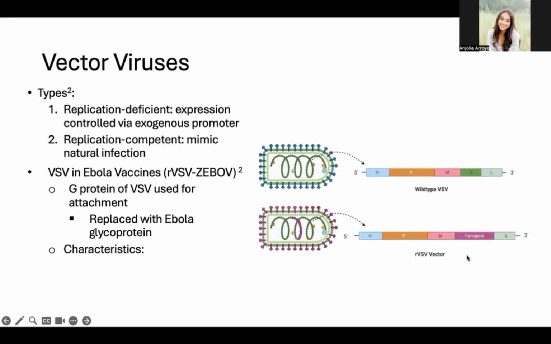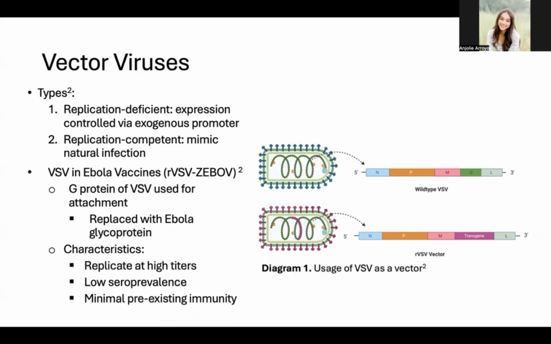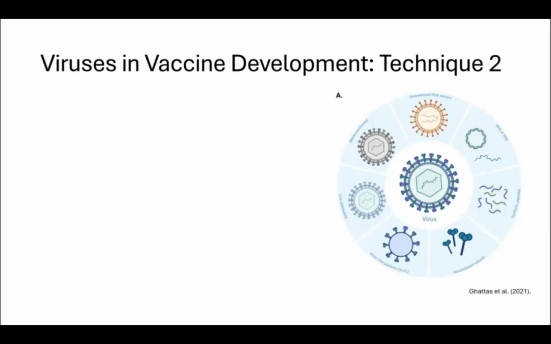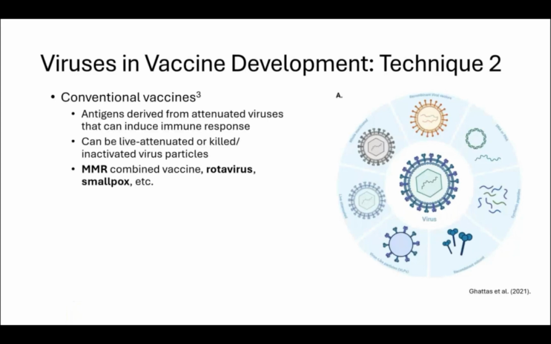Now, some characteristics or reasons why VSV serves as a promising candidate for this vaccine is that it is able to replicate at high titers, it has low seroprevalence, and it has minimal pre-existing immunity in humans. Some more examples of viruses in vaccine development include conventional vaccines. These vaccines contain antigens derived from attenuated viruses that can still induce an immune response. Conventional vaccines take advantage of the virus's ability to stimulate the immune response even when inactivated or weakened.